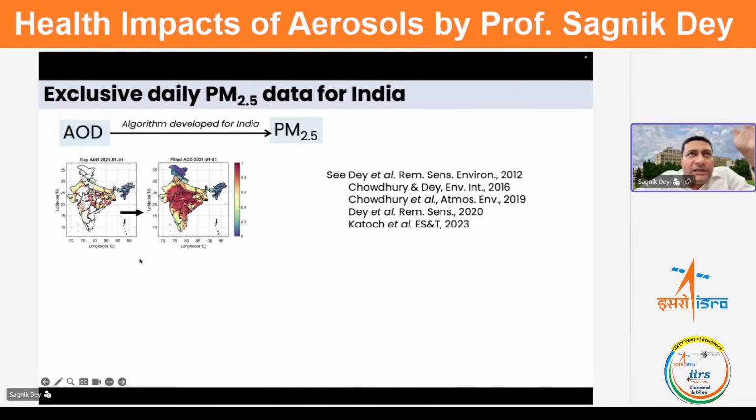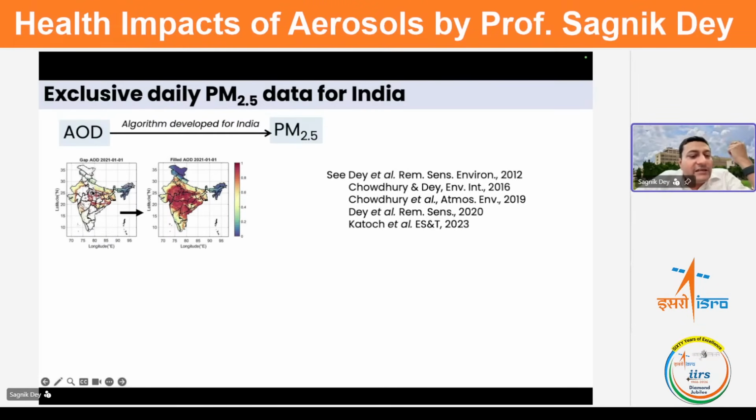Now, we have standardized the conversion of this columnar quantity, aerosol optical depth, to surface PM 2.5. How did we standardize? So, on any given day, for example, 1st January 2021, this is the map of satellite derived aerosol optical depth. You have a lot of gaps because 1st January has cloud, and sensors cannot retrieve aerosols if cloud or fog is present. So in any given day you have a lot of data gaps.